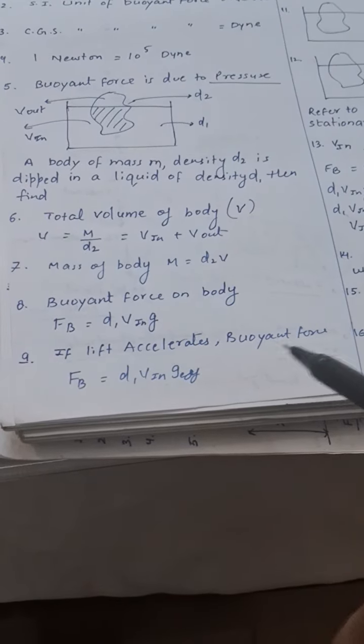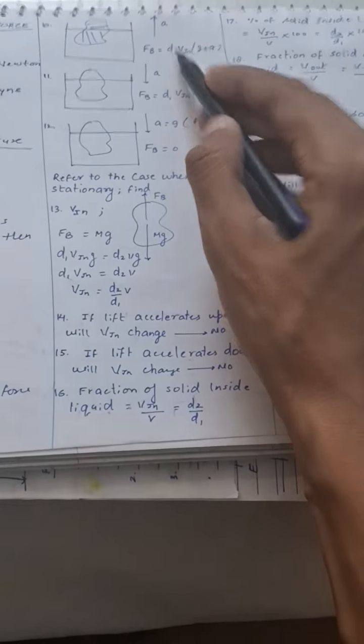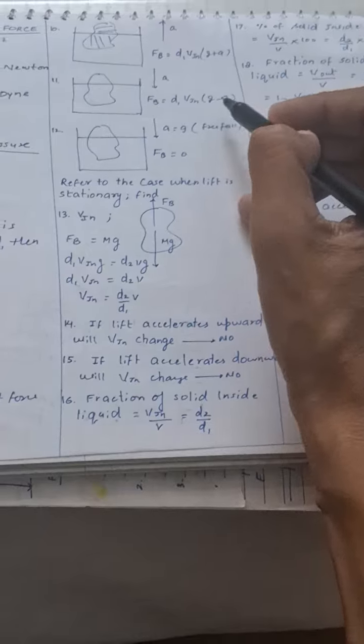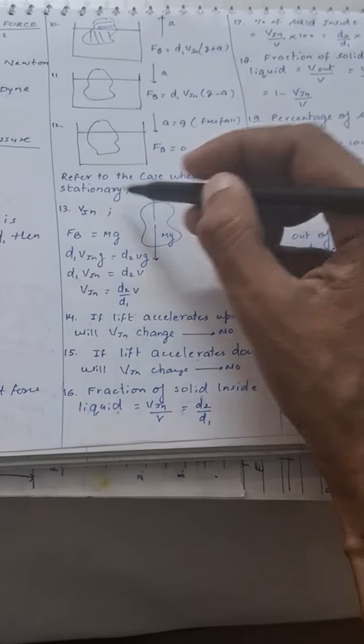Then if lift accelerates, then buoyant force will be replaced g by g effective. Next is, in this question, lift accelerates upward, so F buoyant will be, you replace g by g plus a. Here replaced by g minus a. In case of free fall, buoyant force will be 0 as g is equal to a.